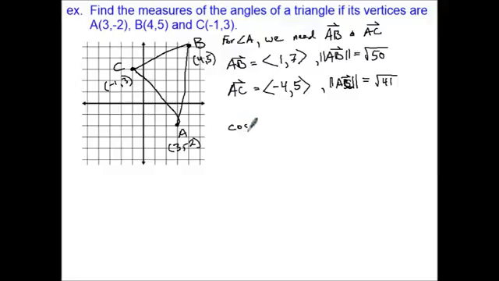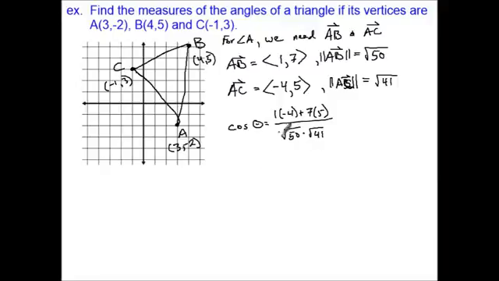So then, cosine of theta equals, again, our dot product, so 1 times negative 4 plus 7 times 5 is our numerator, and our denominator becomes, again, the product of the magnitudes, so root 50 times root 41. Okay, again, that's why I didn't worry about simplifying, because I knew I was just going to plug it in and do some other stuff with it.